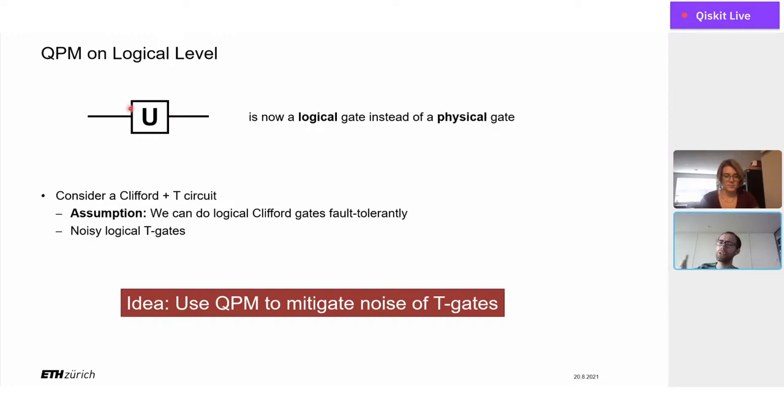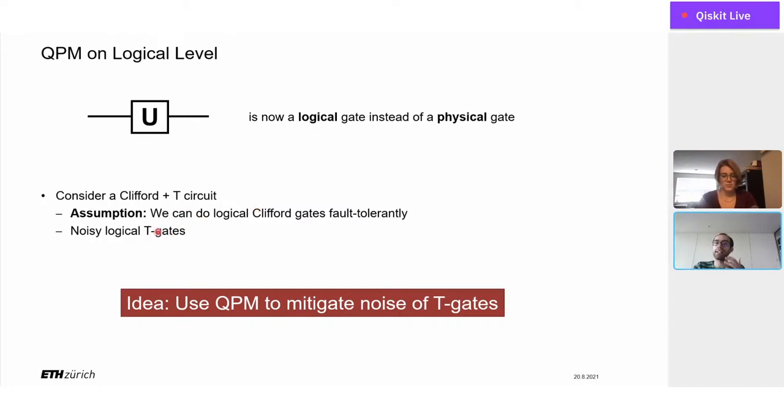And we're going to work on the assumption that I was mentioning previously, that we already have a quantum computer that can realize Clifford gates fault tolerantly, right? We have this fault tolerant Clifford quantum computer, but that cannot do fault tolerant non-Clifford gates. So consider we are given a Clifford+T circuit, and the Clifford part of the circuit we can do fault tolerantly, and the T gates we cannot do fault tolerantly.